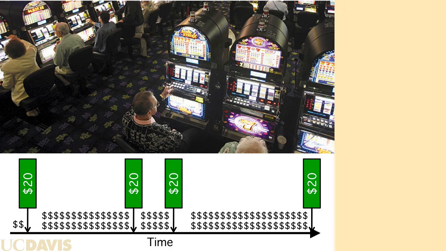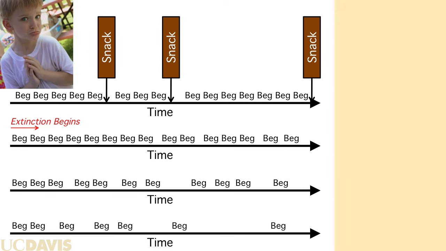Many types of gambling involve variable ratio schedules of reinforcement, and this helps to explain why people will gamble even though they're more likely to lose money than to win. Variable ratio schedules also lead to the slowest extinction, so you need to be careful about accidentally setting up a variable ratio schedule of reinforcement for behaviors that you don't want to encourage.